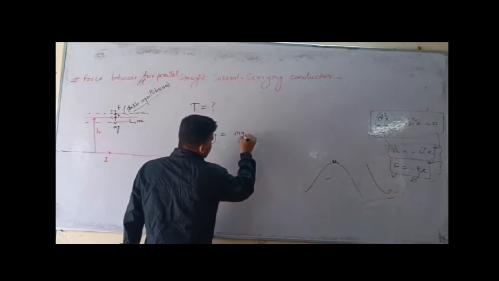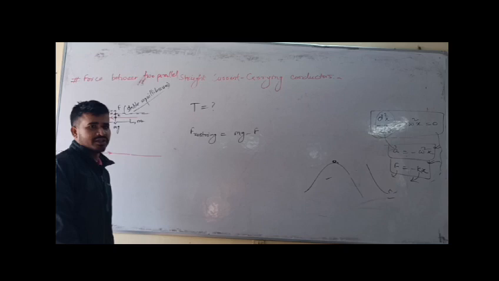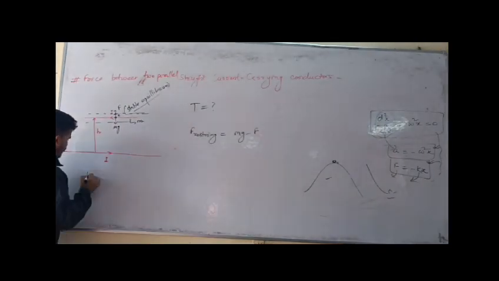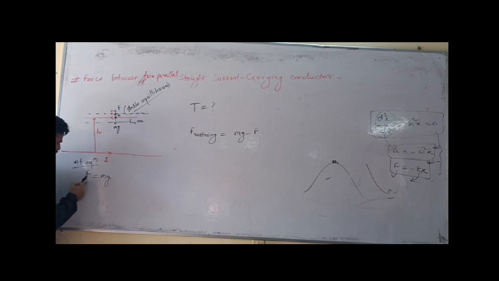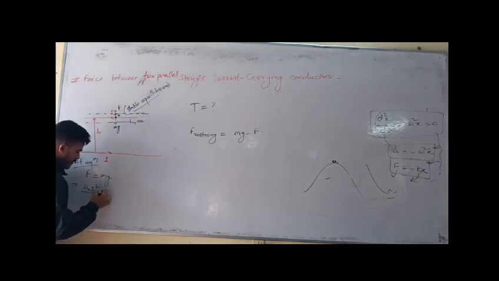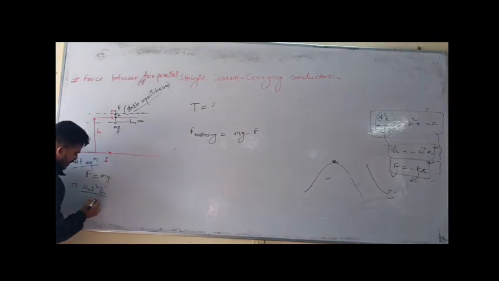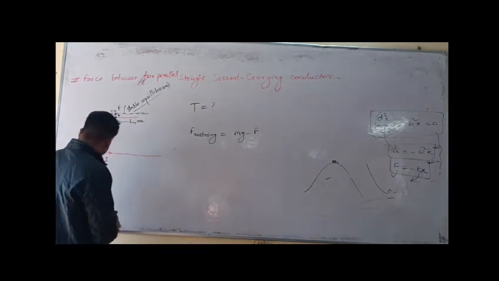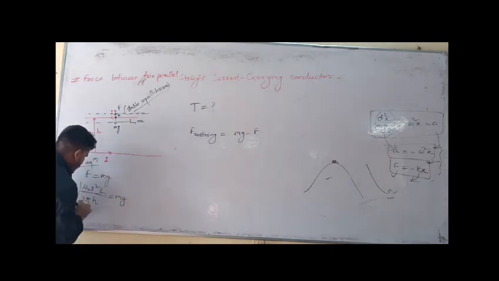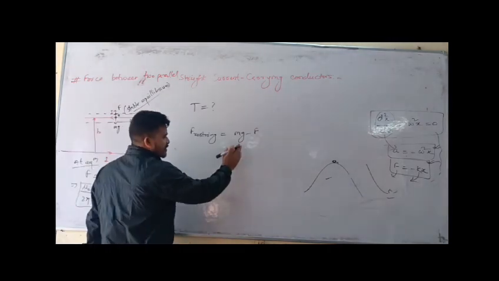This is the restoring force. Means what? Mg minus F. Tell me, at equilibrium, it is what? F equal to mg. F is what? Already told you, mu naught I1 I2, I1 I2 means I square, L, the length of this wire, capital L upon 2 pi d, which is h. This is the formula equal to mg. Remember this. This is for the equilibrium condition.